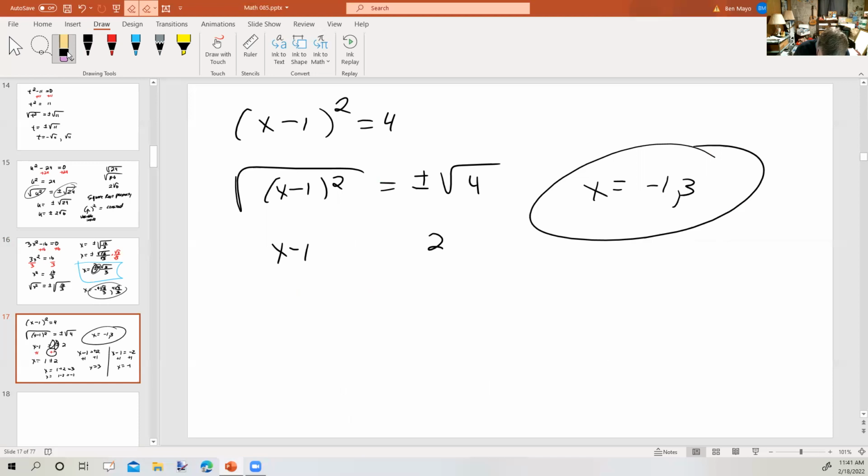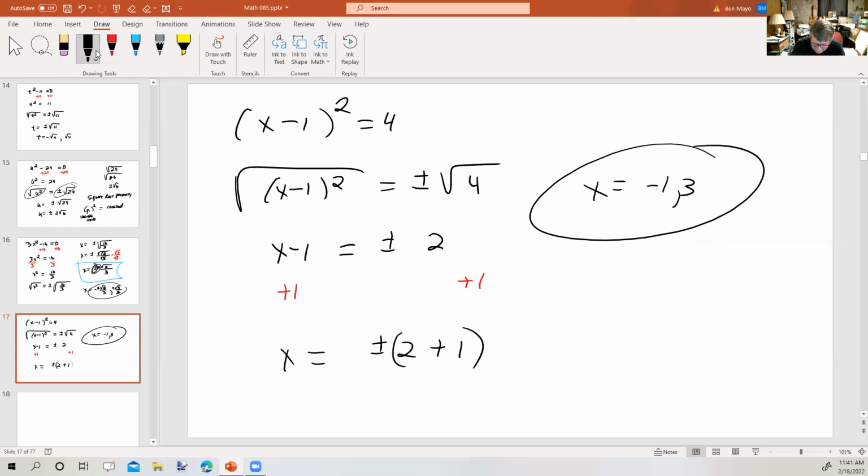Probably would have been faster just to start over. So when you've got that, what you don't want to do is add the 1 out here, because then some people confuse that with that. Plus or minus does not apply to the 1. It only applies to the 2.